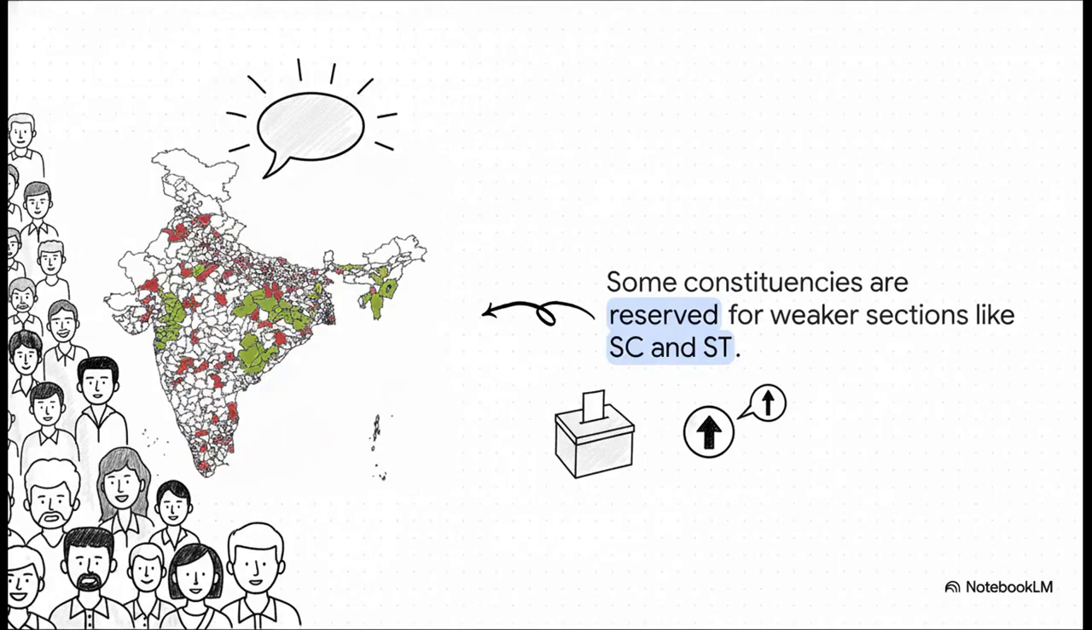Now, the makers of our constitution wanted to make sure our democracy was inclusive and that everyone had a fair chance. So to give a voice to weaker sections of society, they created something called reserved constituencies. In these particular constituencies, only candidates belonging to the scheduled castes or scheduled tribes can contest the election. This ensures their representation in our parliament and state assemblies.